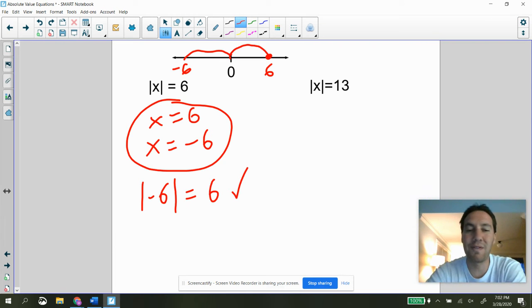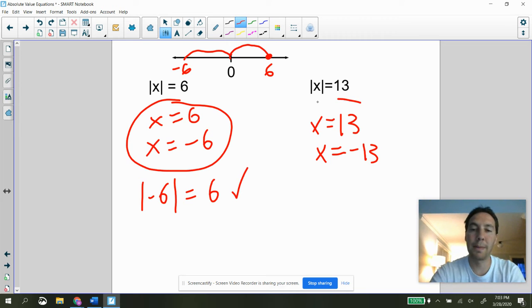I'm going to pause for about 5 seconds right now and see if you can get this one on your own. Absolute value of x equals 13. I'm looking for two answers. All right, it's going to be 13 or -13. Hopefully that's what you got.